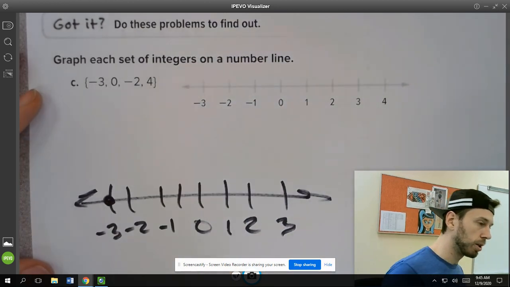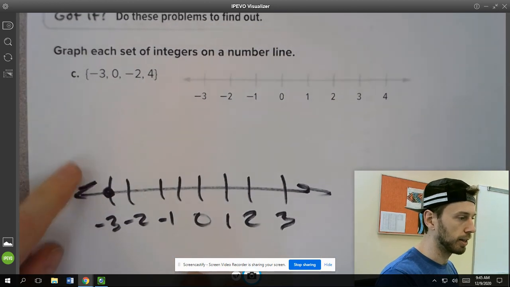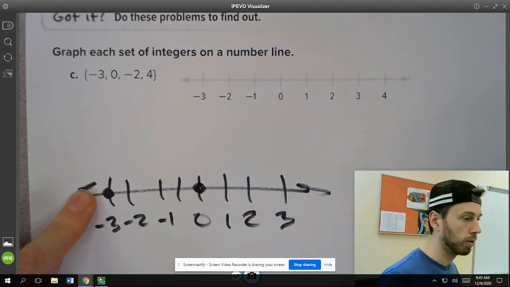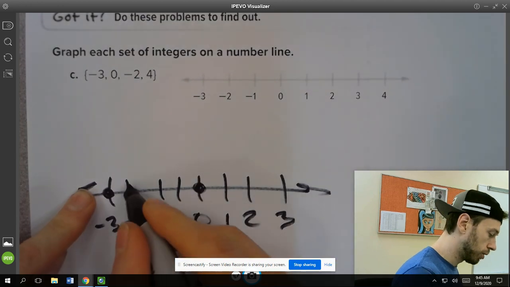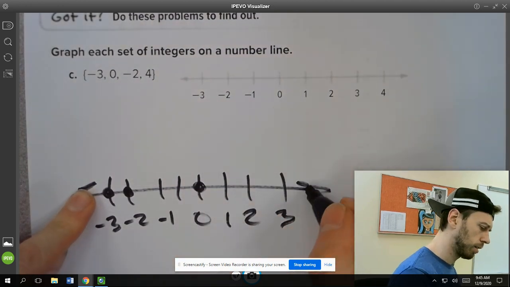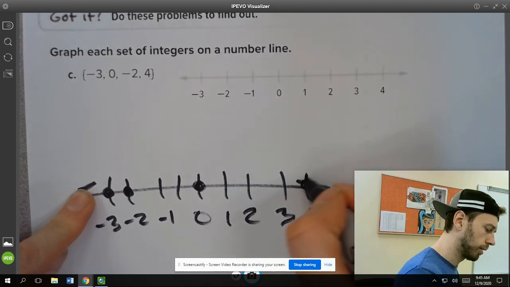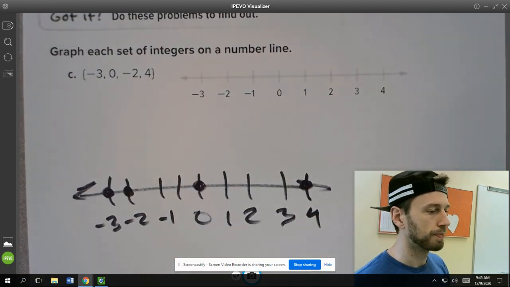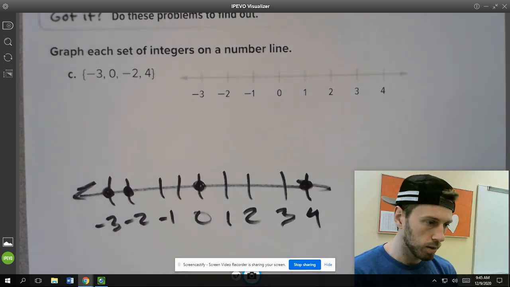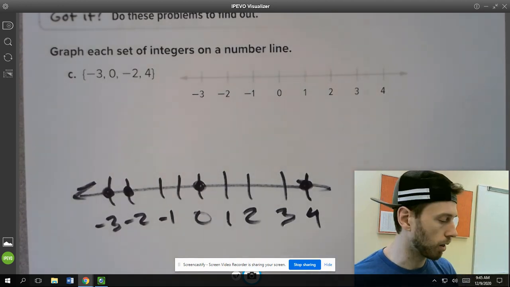-3 is down here below 0, right? To the left of 0 is down here. It's the lowest number that we have on this list. Then we have 0, which is right there in the middle. Then we have -2, right down here. And then we have 4, which I guess is on that number line up there. I can add it to it. That's okay. It's right above the 3. Right? And that's what I'm asking you guys to do. Recognize positive and negative numbers and their importance and their comparison to each other.